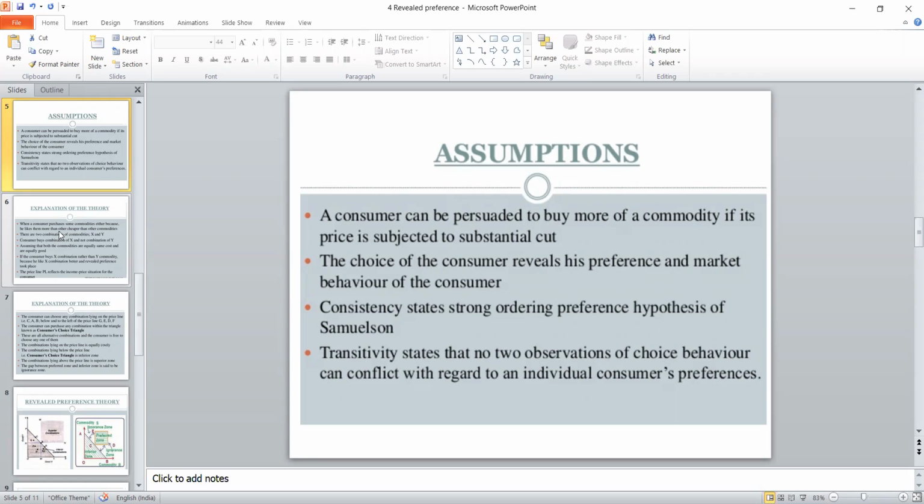The transitivity assumption says there are two observations of choice behavior which can conflict with regard to individual consumer preference. Suppose if the transitivity problem is not there, then the theory will not hold good. A is greater than B. B is greater than C. What it indicates is A is greater than C. So this is called transitivity. You understand? When A is preferred to B, and B is preferred to C, it indicates A is preferred to C. It is called transitivity.